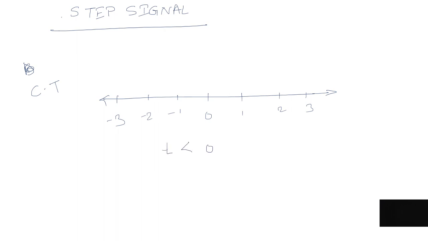Okay, so what is the step signal? If I take the example of continuous time, okay, so it will be say 0, 1, 2, 3 and so on, -1, -2, -3 and so on. Okay, what is the step signal for t less than 0? For t less than 0, x of t will be 0, whereas for t greater than or equal to 0, it will be 1.